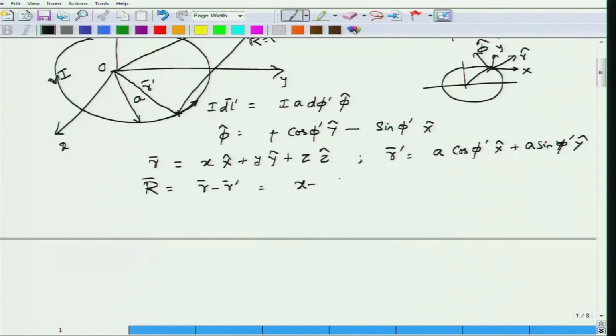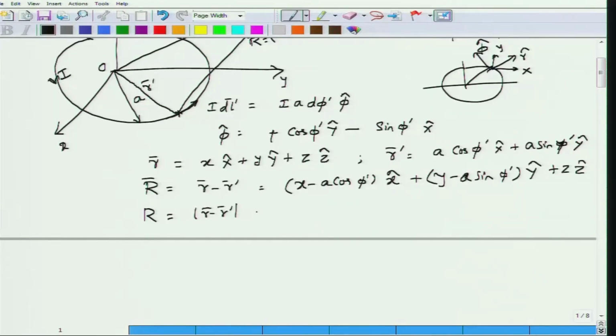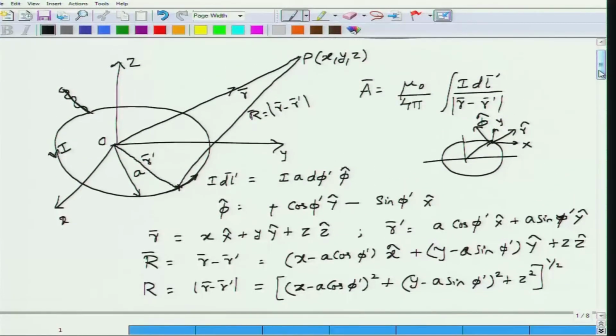This will be equal to x minus a cos phi prime along x hat, plus y minus a sin phi prime along y hat, plus z along z hat. So the magnitude of the vector r, which is the magnitude of this vector r minus r prime, is equal to this, right? So you can write down this. Okay, so this is the magnitude of the vector r. We now have all the relations that are required in order to evaluate this integral.